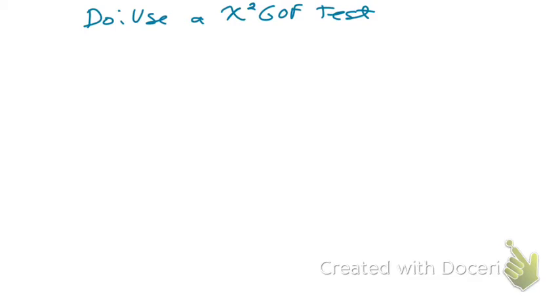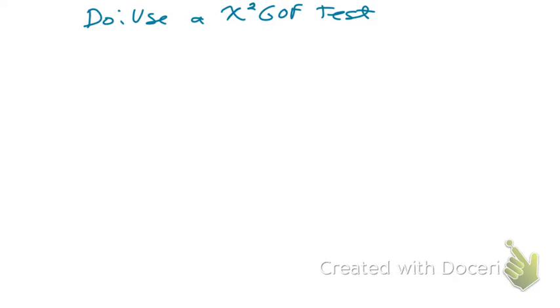Then, after you have your observed into L1, your expected into L2, you're going to go to stat test D as in dog. I'll give you guys a hint. If you go up, then it'll go to the bottom of the list and you'll be closer to the D. Stat test D, chi-square goodness of fit test.